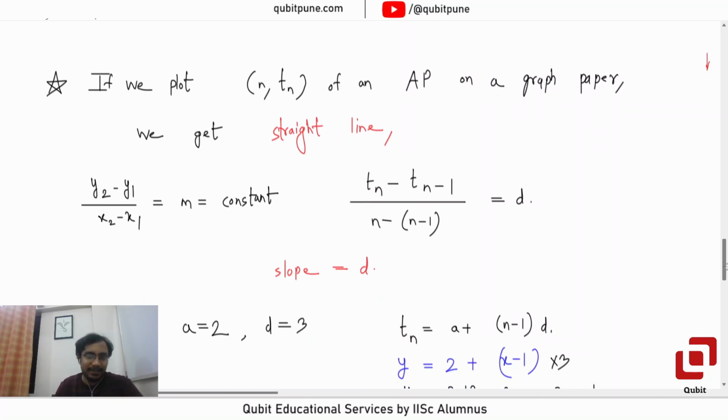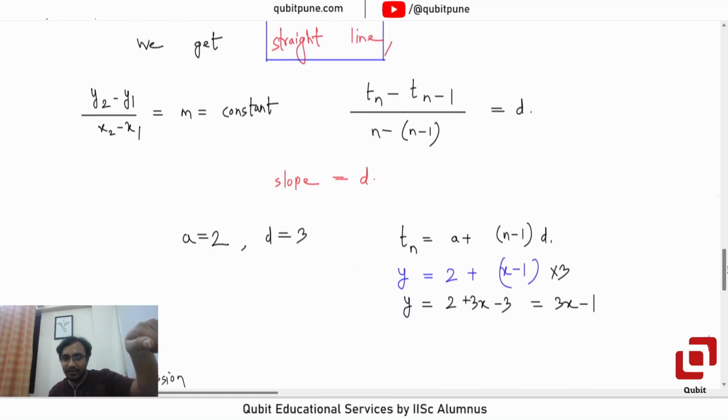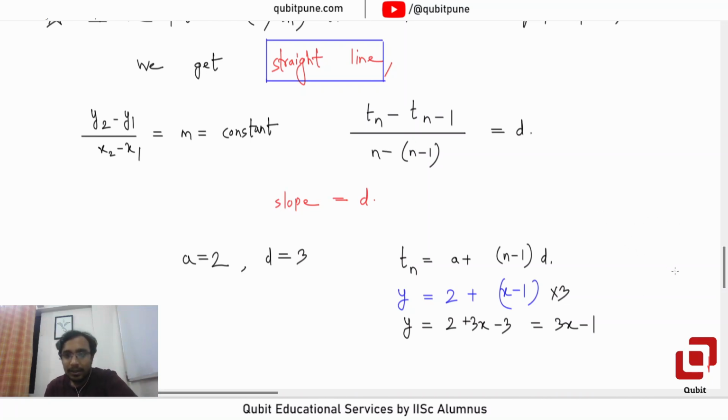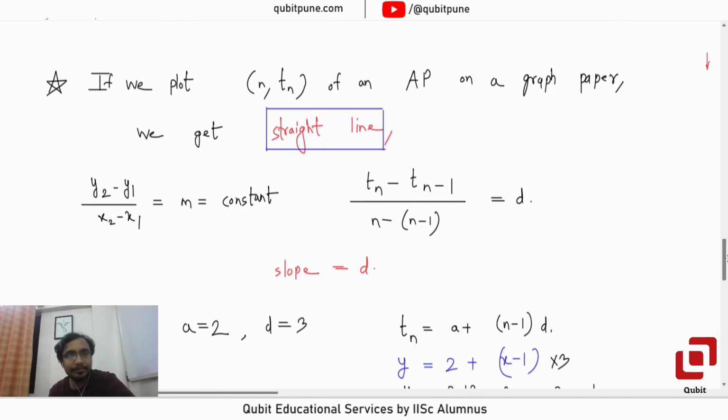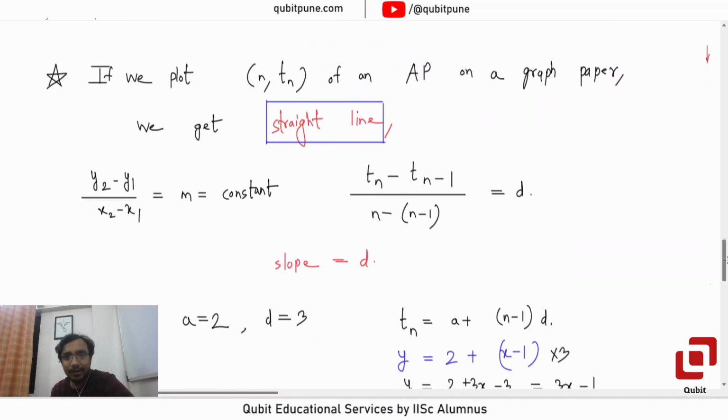Rather, I should have said collinear points, but if we join them, then we get a straight line, because AP is essentially a discrete structure. It's not a continuous structure like a line. But what I meant to say here is, if we join those points, then we'll get a straight line. I hope you followed that. Yes, sir. Okay, thank you. So the slope is essentially the common difference, and then you can very easily put x equal to 1 to get the first term. Great. So that's it about AP.